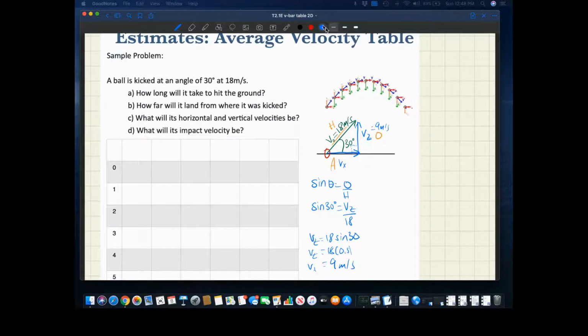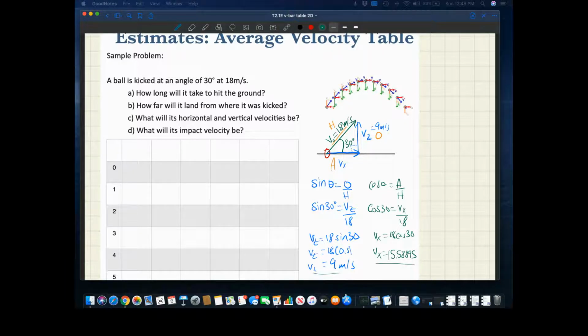And if we then move on to the cosine, cosine of theta is adjacent over hypotenuse. So the cosine of 30 is Vx over 18. So Vx is 18 cosine 30. And that is not such a nice number. We end up with 15.58845. So these are the components.